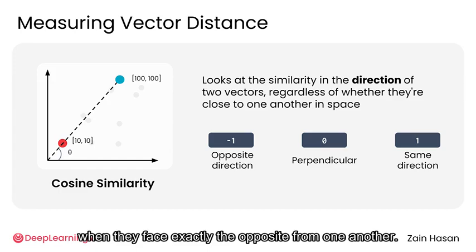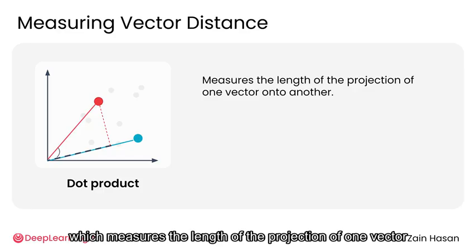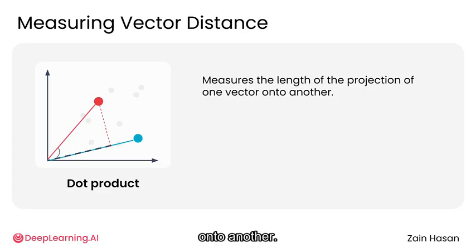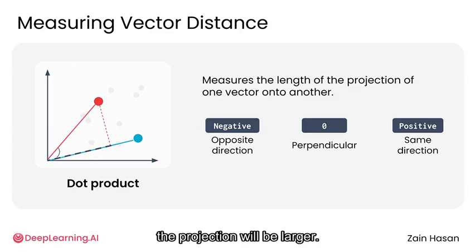You will also occasionally see the dot product, which measures the length of the projection of one vector onto another. If 2 vectors are similar in length and direction, the projection will be larger. If they're at a 90-degree angle, the projection length will be 0. If they're facing opposite directions, the dot product will be negative.